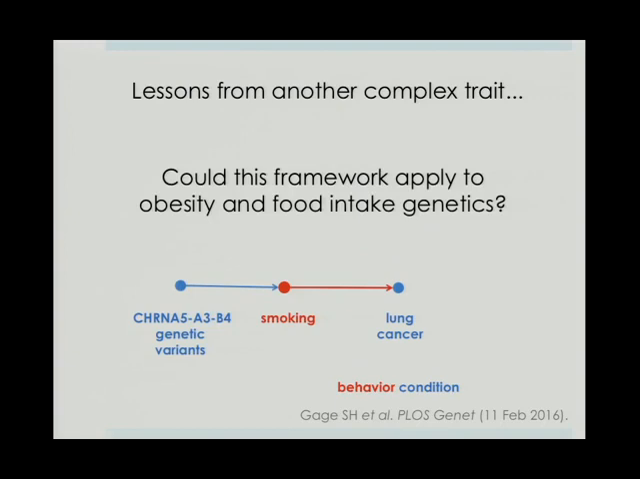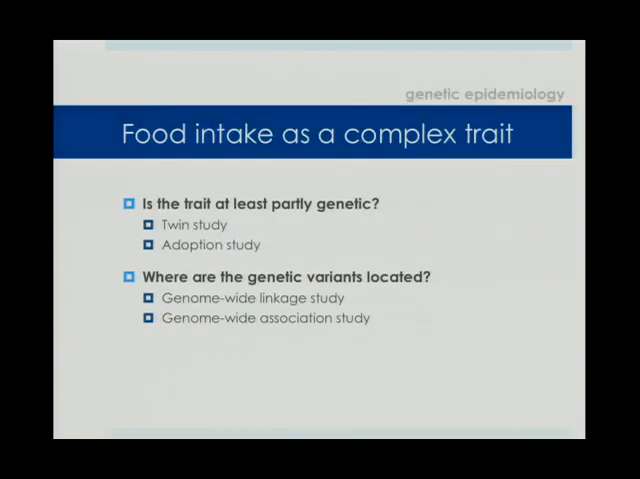So I thought, could this framework apply to obesity and food intake genetics? To evaluate whether this might work, I first needed to look at the literature to see if food intake is at least partly genetic, and if any of these gene variants have been identified. Sort of the same questions that I asked for obesity.